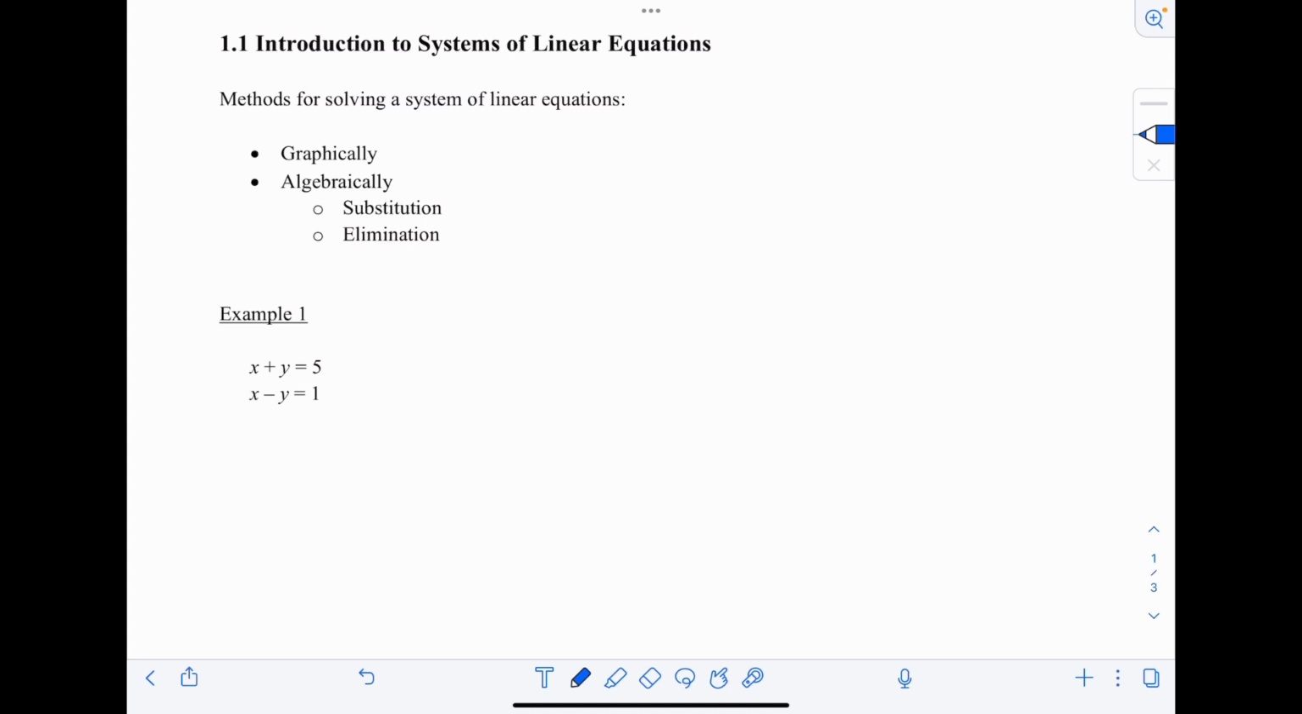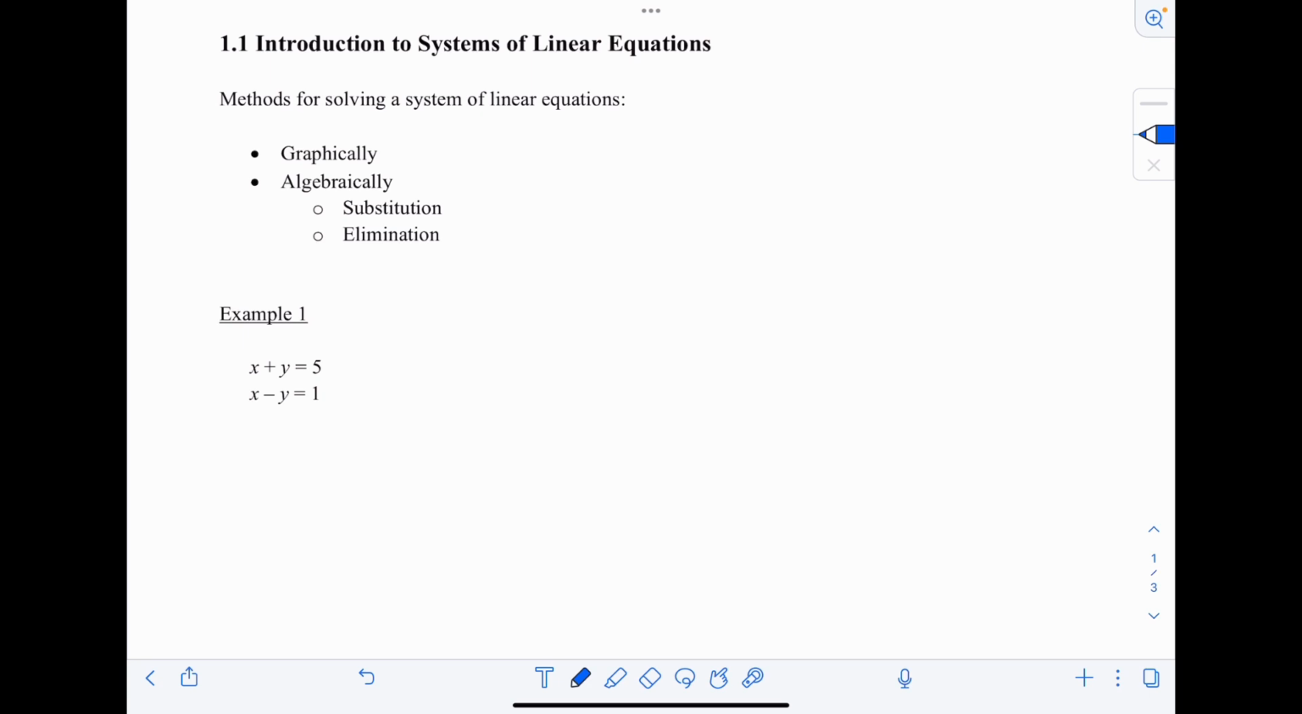This is lesson 1.1, Introduction to Systems of Linear Equations, and our very first lesson in this journey through linear algebra. Before we even dive into this, let me just talk a bit about the linear algebra course. A lot of what we do in here is focused on matrices and vectors.